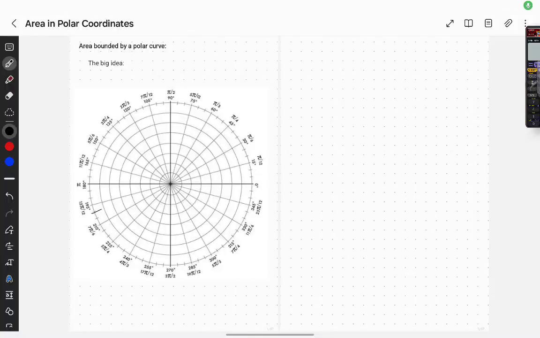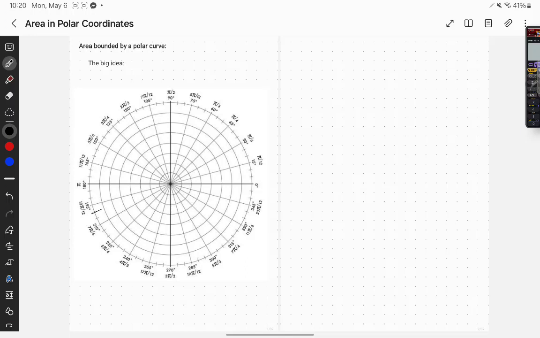Everyone, today we will talk about the area in polar coordinates. Specifically, we will talk about the area bounded by a polar curve, which is, in this case, the easier of the two areas we are going to talk about in our polar coordinate system. So, what's the big idea behind the area bounded by a polar curve?